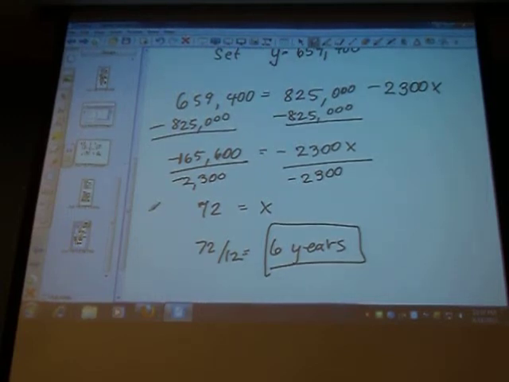I divided by 12 to convert months to years. 72 is months, and they don't want the answer in years.